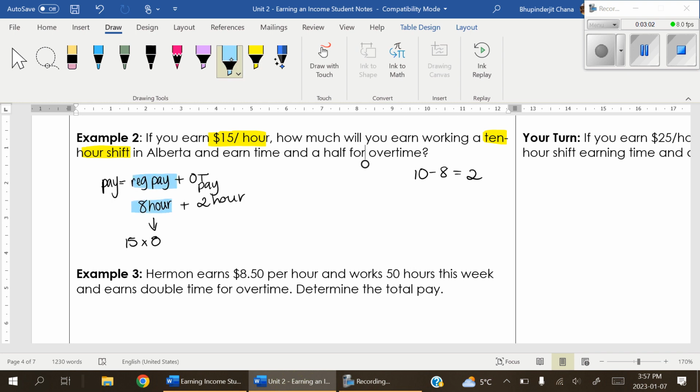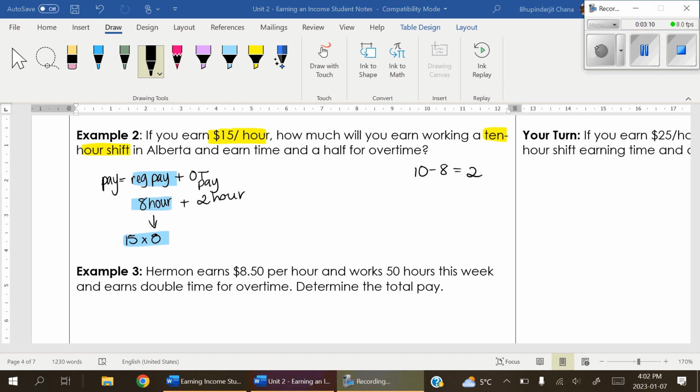So this is my regular pay. 15 times 8 is going to give me, for 8 hours, $120. Then we need to do our overtime pay. That's going to be 2 hours times our regular pay, and then he is earning time and a half for overtime, so we're going to multiply that by 1.5.